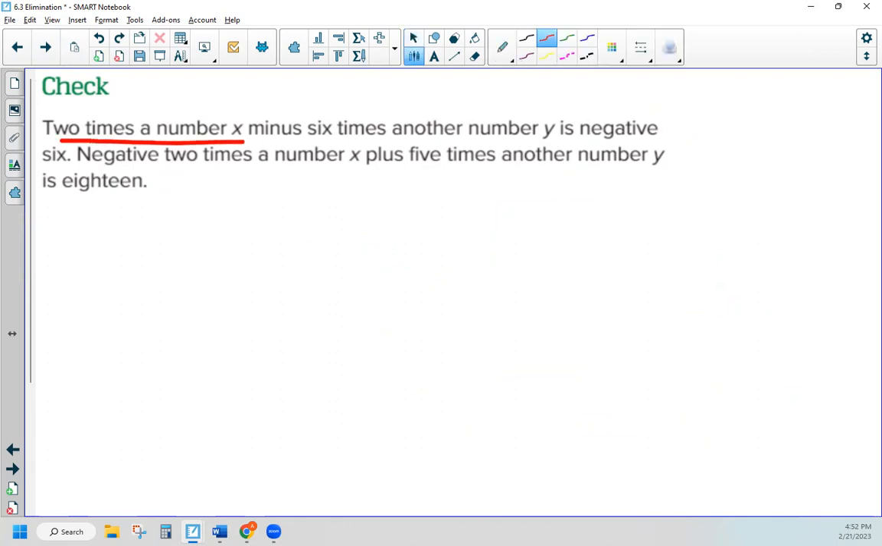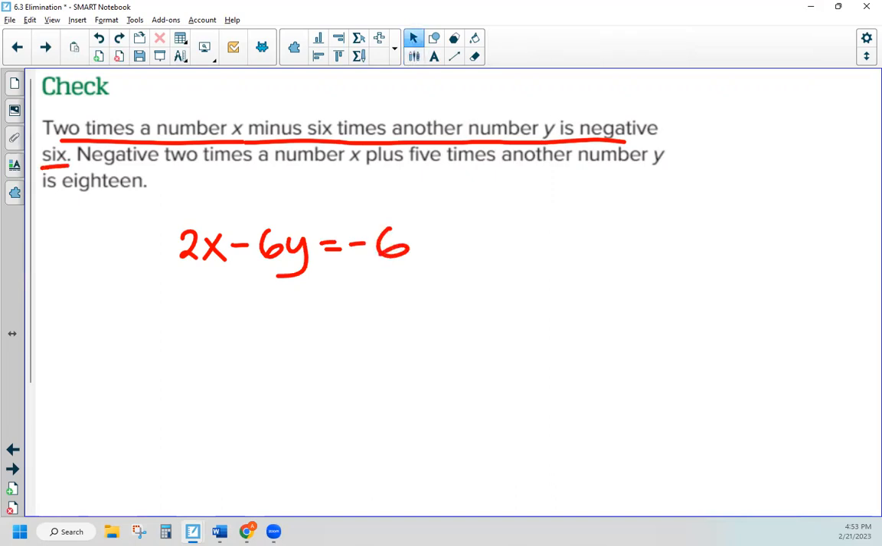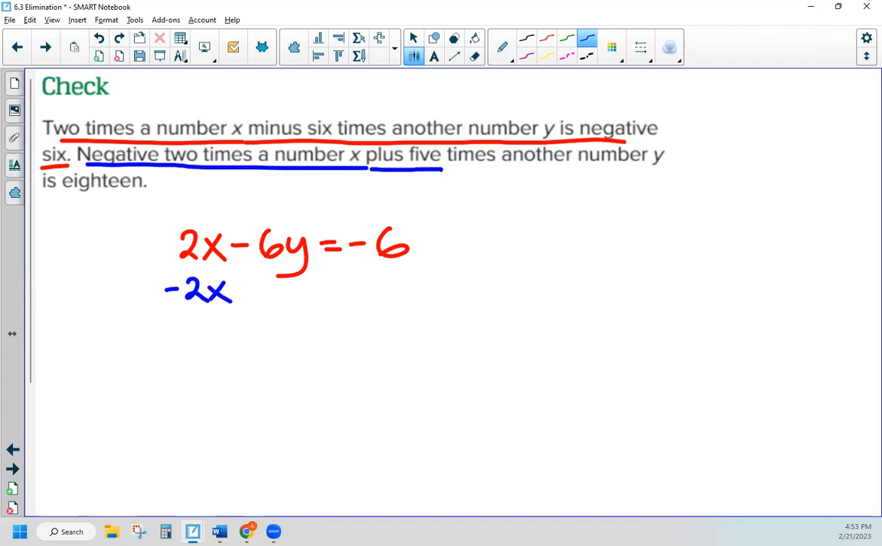Let's do it. 2 times the number x, that's 2x. -6 times another number, which is y. So -6y is -6. Here we go. The next one starts with a -2 times x. So that's going to be -2x. Plus 5. Okay, plus 5 times another number, and I'm guessing it's y. Duh. Is 18. All right.